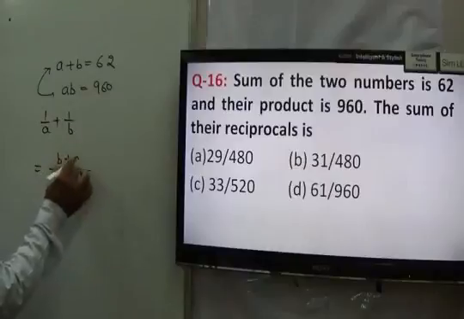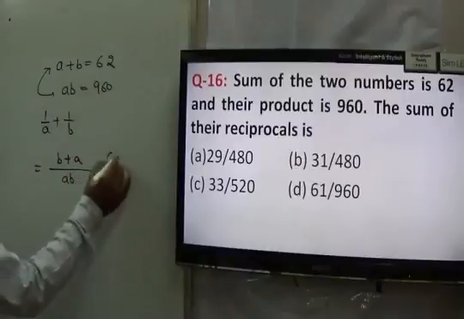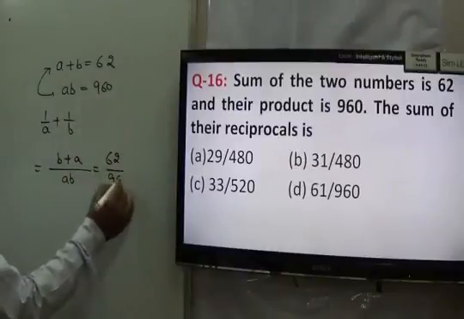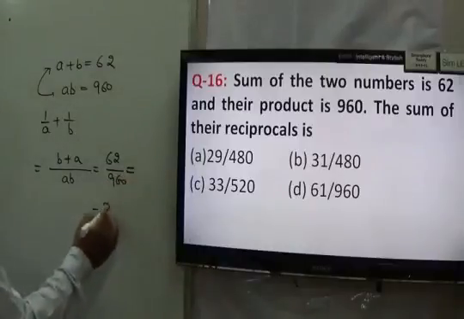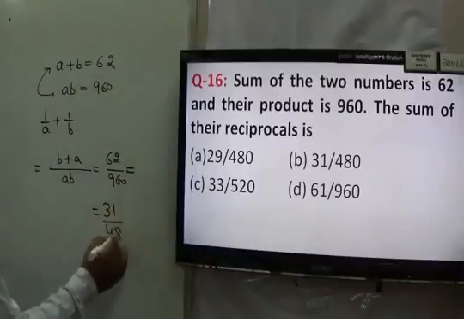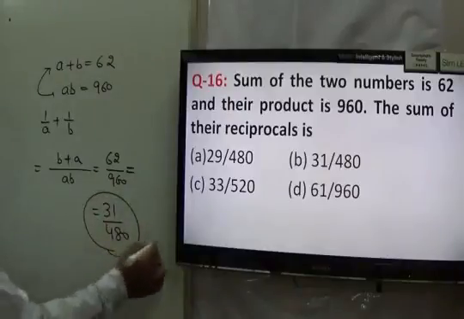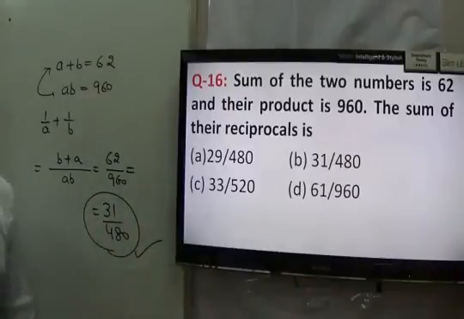it gives me b plus a. I know that b plus a is 62, ab is equal to 960. Just solve it, so we can say that it is 31 upon 480. So here I can say the number is 31 upon 480. Answer to my question is B.